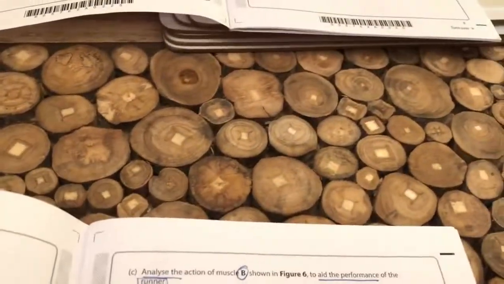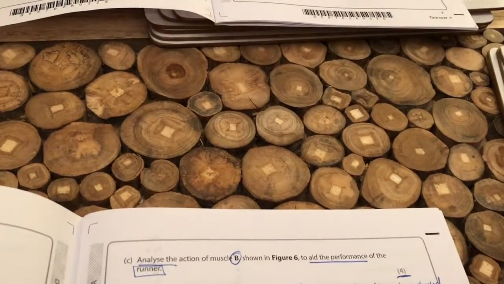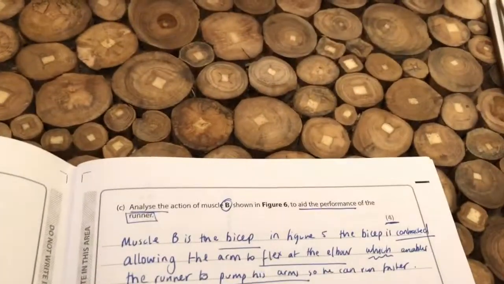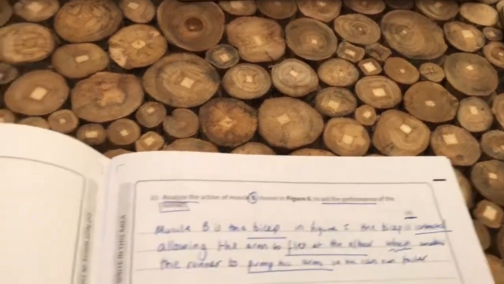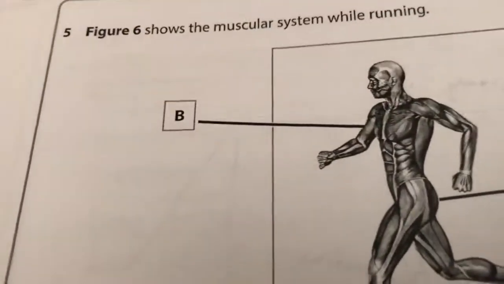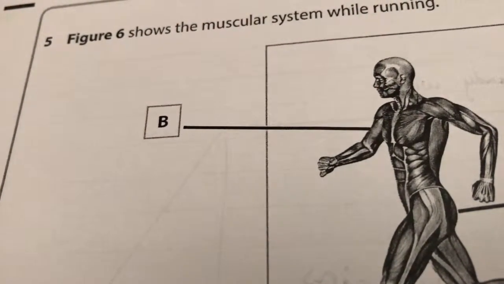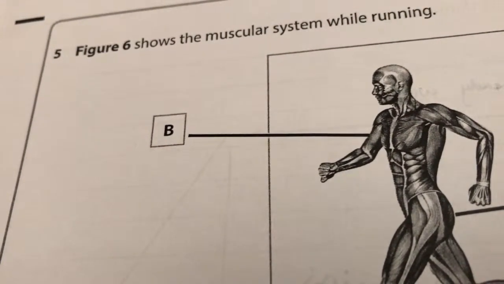Still relating to that same question then, we have C, analyse the action of muscle B, which is referring to the arm, in the figure to aid the performance of the runner. Now if we look at muscle B and look at exactly where it's pointing to, it's the inside of the muscle.